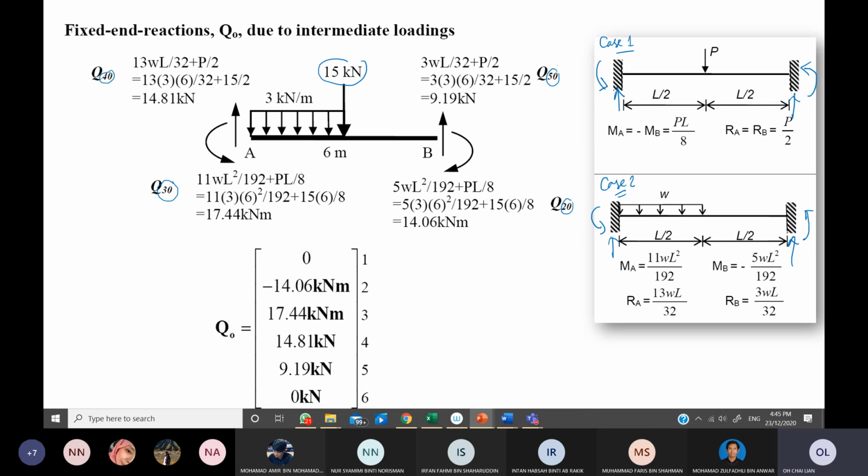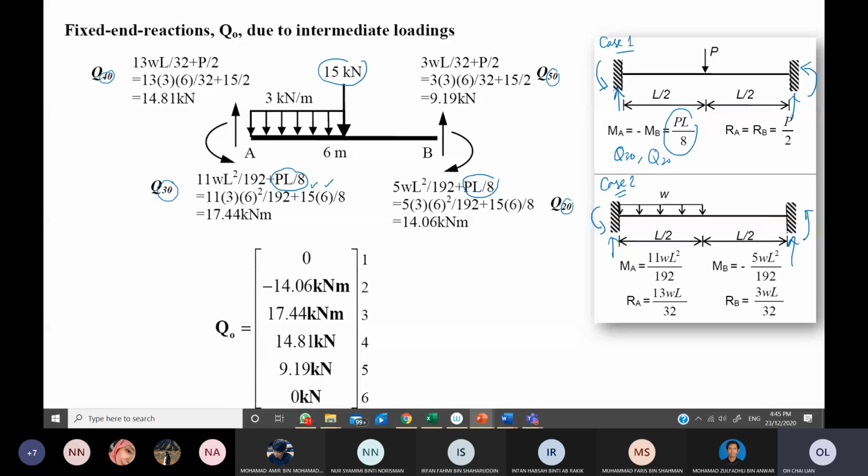Let's start with case 1. 15 kilonewton is the P. To get the moments, we use PL over 8. So Q3 naught and Q2 naught will be dealing with moment. PL over 8 is here and here. Let us put in the PL over 8: P will be 15, L is 6 meter, and divide by 8.